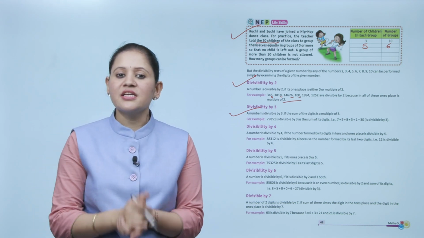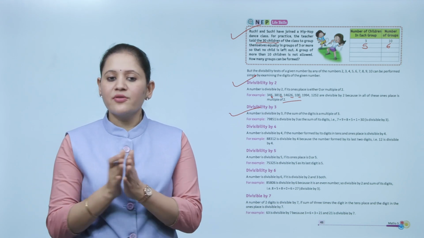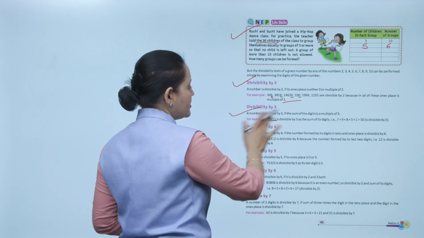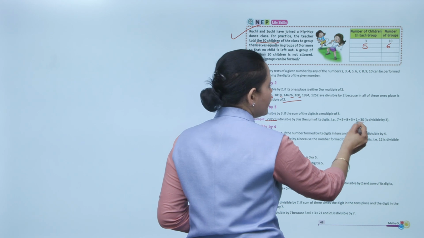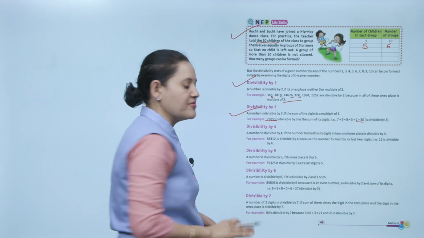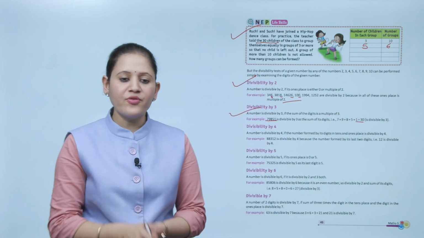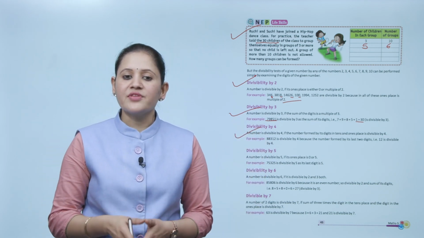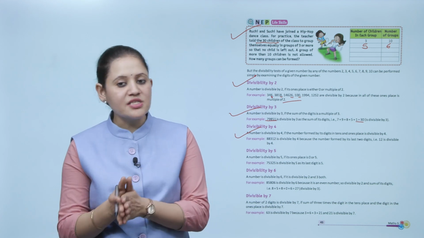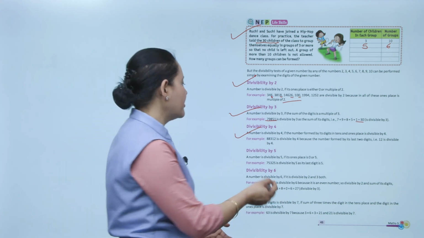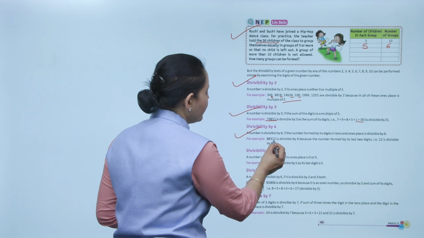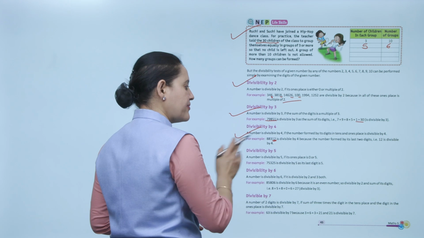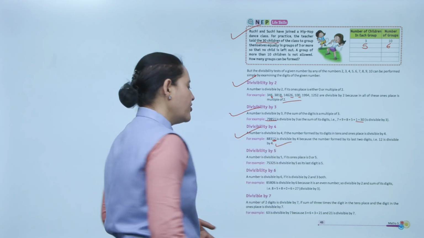Next is divisibility by 3. A number is divisible by 3 if the sum of digits is a multiple of 3. Like here, the sum of digits is 30 and 30 is divisible by 3. That means the given number is divisible by 3. Next is divisibility by 4. A number is divisible by 4 if the number formed by the digits in tens and ones place is divisible by 4. Like here, the digits at tens and ones place form the number 12 and 12 is divisible by 4. That means this number is divisible by 4.